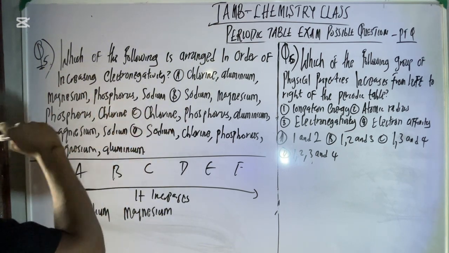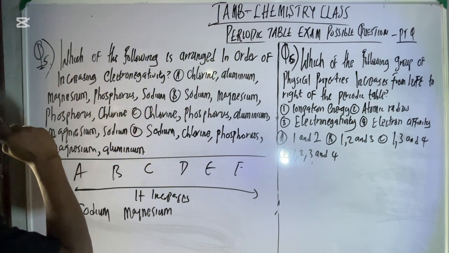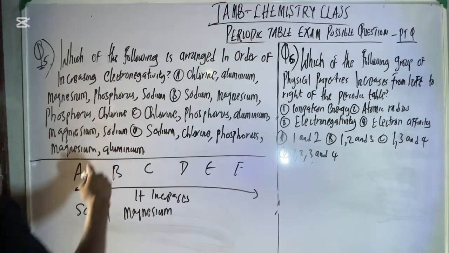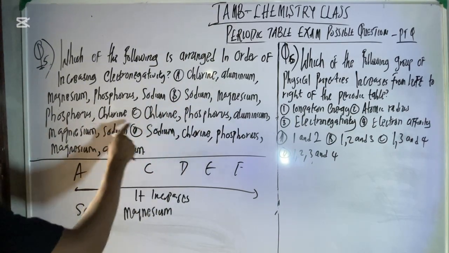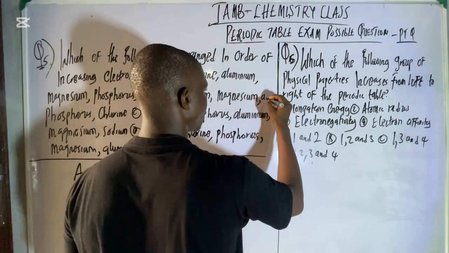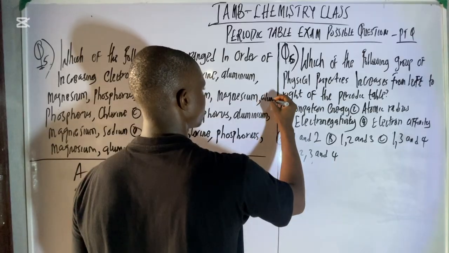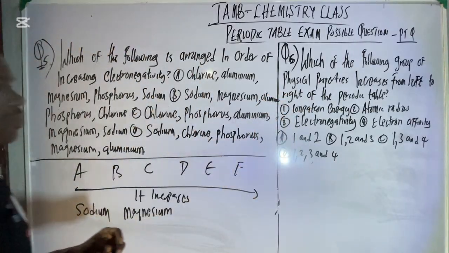Why am I saying aluminium now? Al, okay, there's aluminium. Okay, there's a mistake here. You're supposed to be aluminium, right?